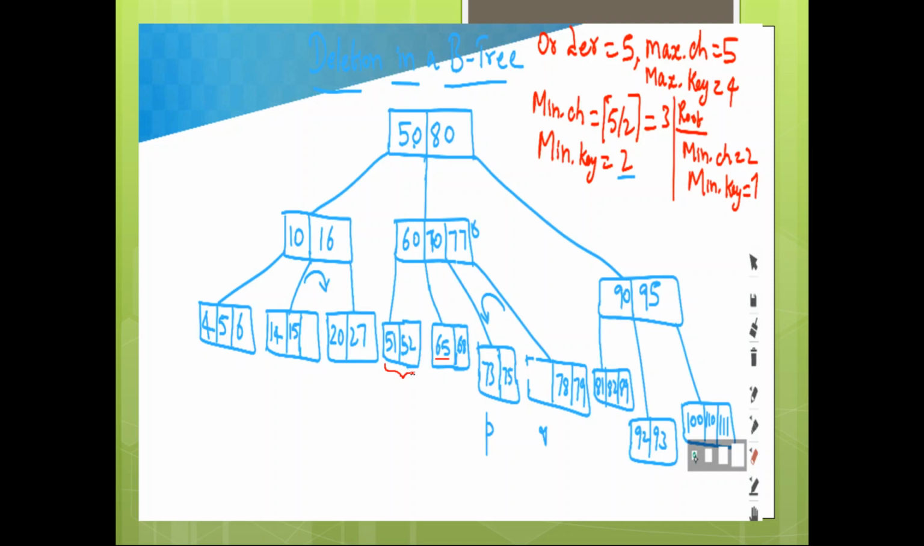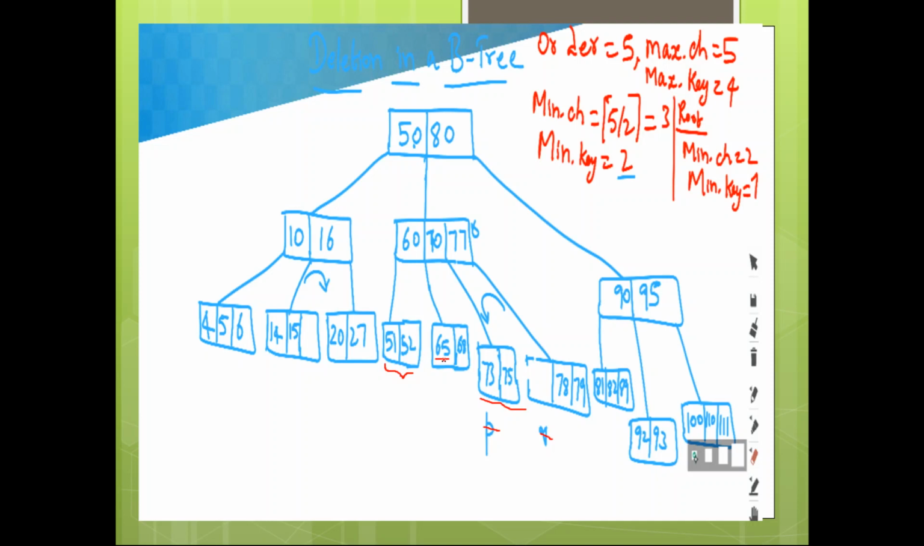The left sibling has the minimum number of keys, and the right also has the minimum number of keys. So what should be done? Now we have to go for merging. This node can be merged either with its nearest left sibling or with the nearest right sibling. Let us see how it will merge with the nearest right sibling.